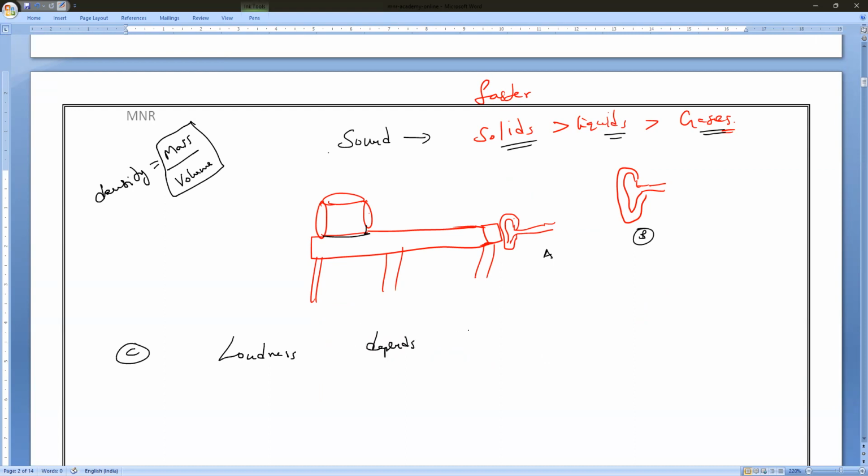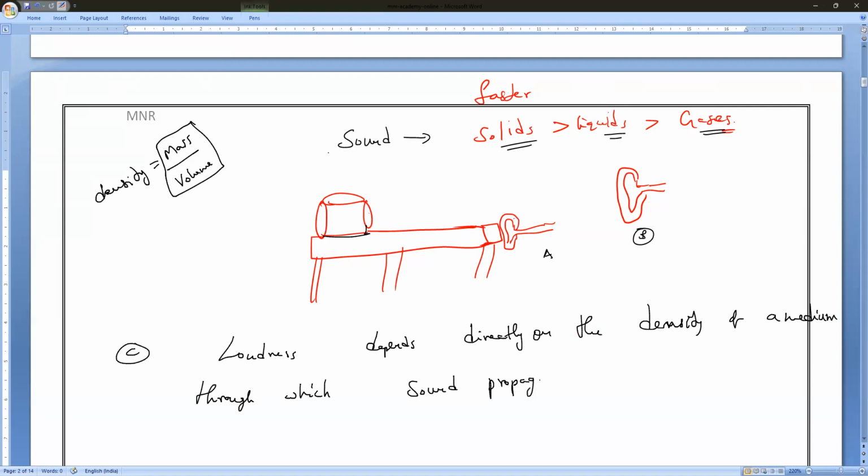Loudness depends directly on the density of a medium through which sound propagates. That is what you have to remember.